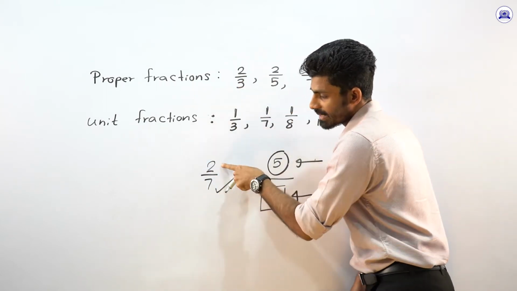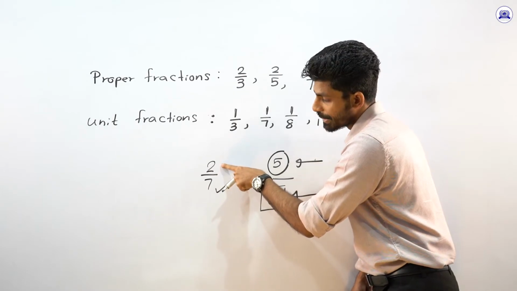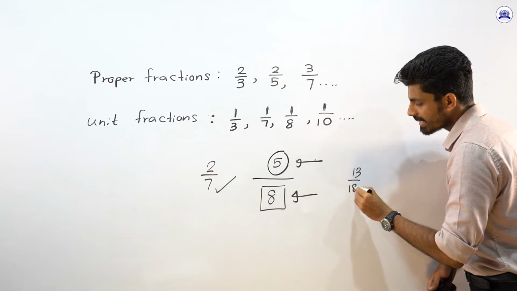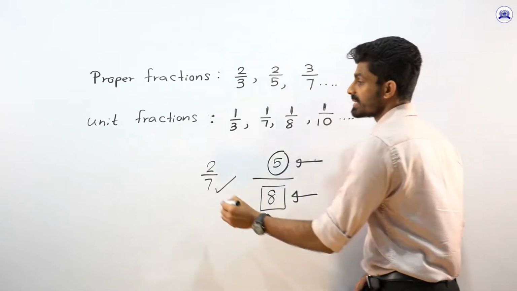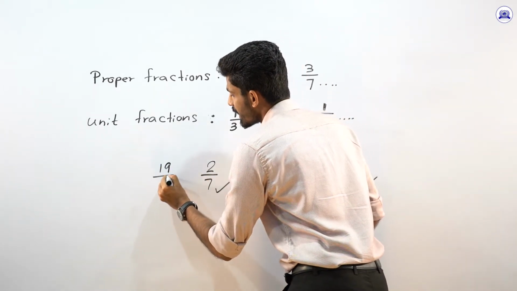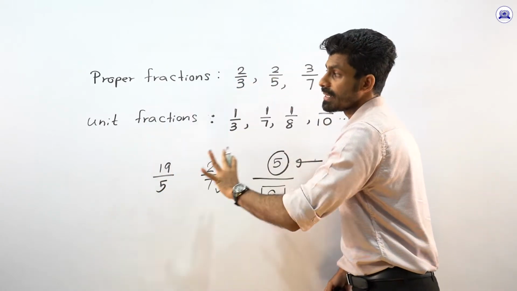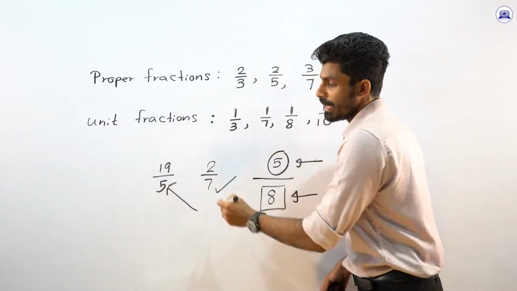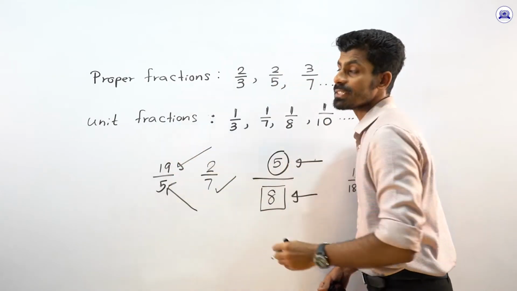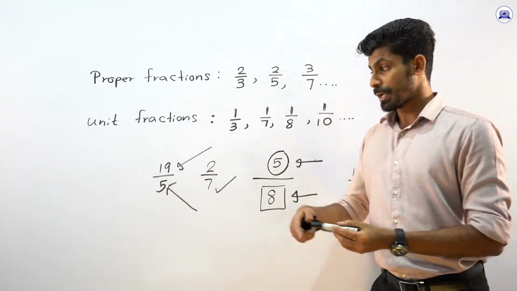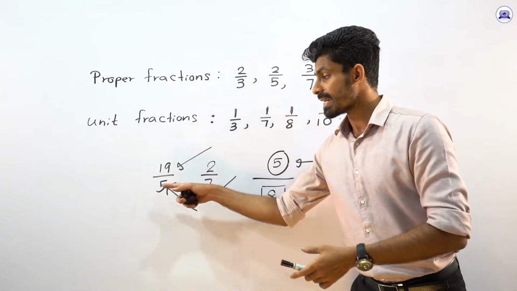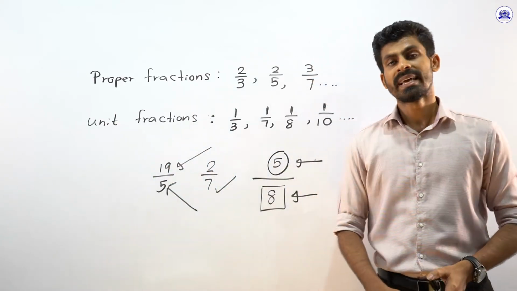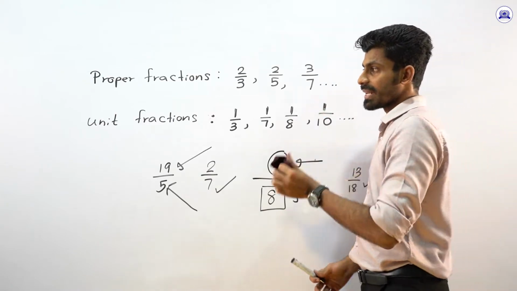2 over 7, okay? The numerator is less than the denominator. 13 over 18, okay. But consider this example, 19 over 5. No, that one is not a proper fraction. Look, the denominator is 5 and the numerator is, my dear student, 19. So the numerator is larger than the denominator, so this is not a proper fraction. I think that one is very clear for you.